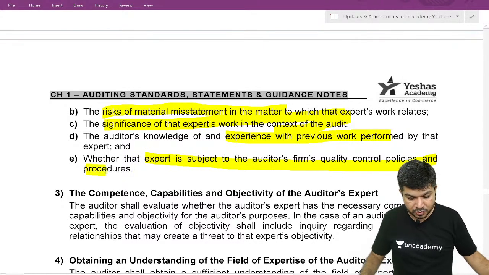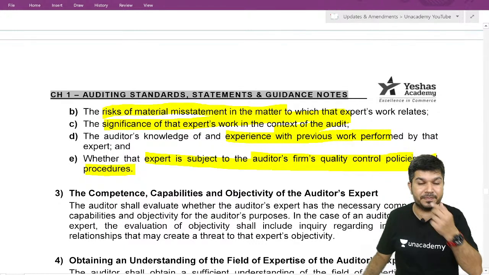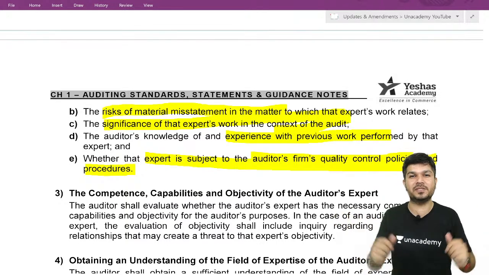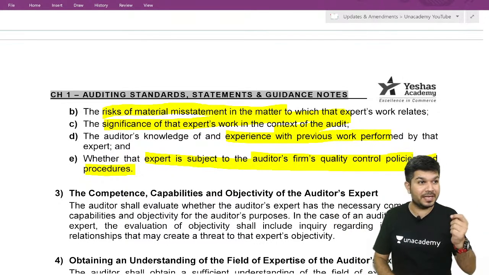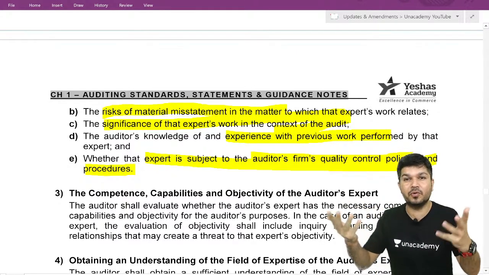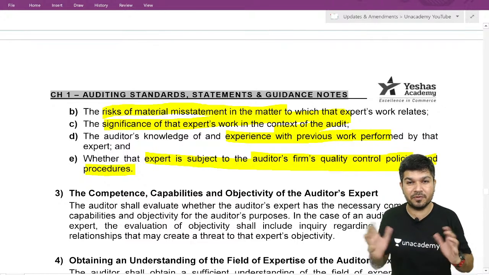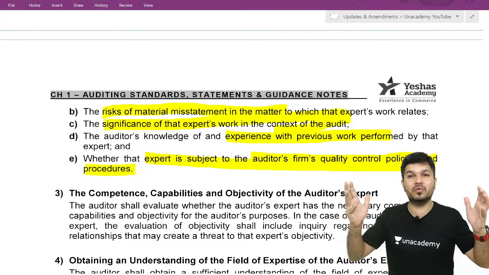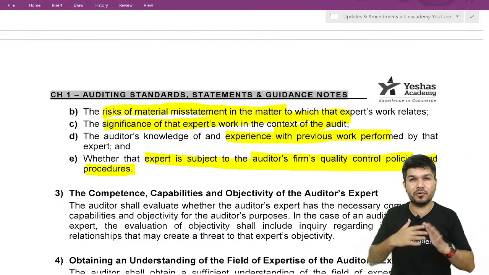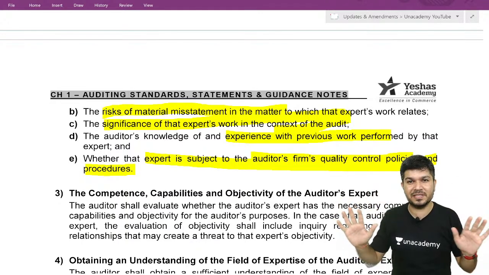Expert is subject to quality control procedures of your firm. Now, sir, what is this quality control procedures of my firm? If you just recall SA 220, the heading was quality control for audit work. The CA firm should have policies: a policy for direction, supervision, review; a policy for accepting new client, continuing old client; a policy for ethical requirements, including independence. So you have your own policy. If you follow that policy, you get a sufficient, appropriate, reasonable assurance that the things are working fine.